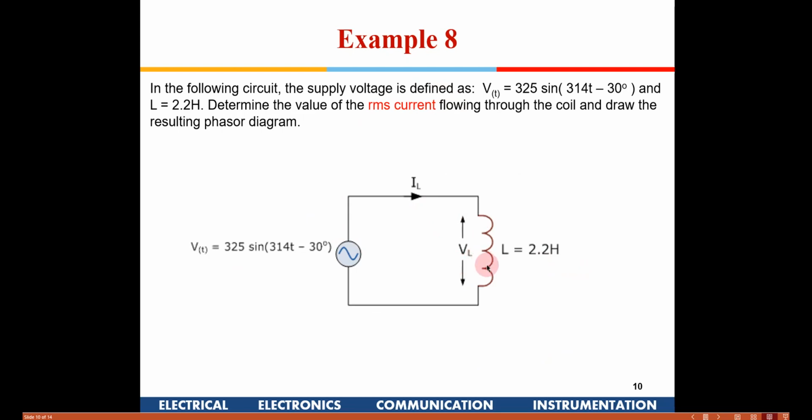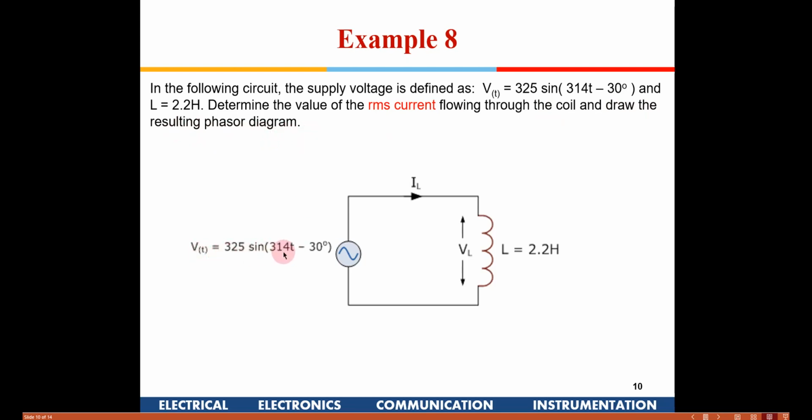Let's take an inductive circuit and do the analysis. Here in the following circuit, the supply voltage is defined as Vt is equal to 325 sine (omega t minus 30). That means the voltage is lagging by 30 degrees with respect to some reference. At t is equal to 0, it is lagging by 30, and the value of L is also given. Now determine the value of the R.M.S. current. The question is not asking for the peak current, it's asking to determine the value of the R.M.S. current flowing through the coil and draw the resulting phasor.